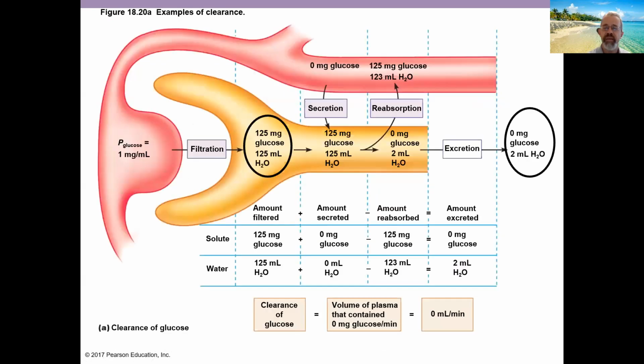So in other words, let's go back here for a second. Say if glucose, we filtered it, instead of it all being reabsorbed, say if none of it was reabsorbed, but instead we had more added to it, say if we added 2 milligrams, our excretion or clearance would have been 127. That's greater than 125, so that would mean that there was secretion.